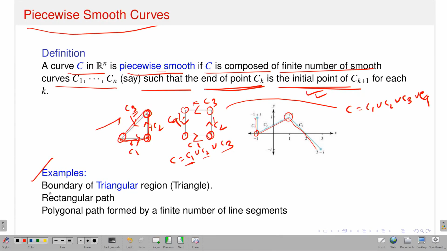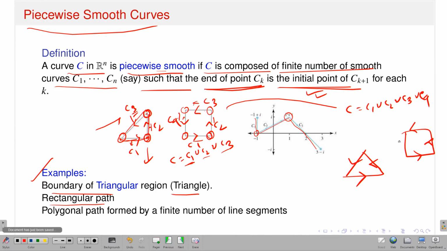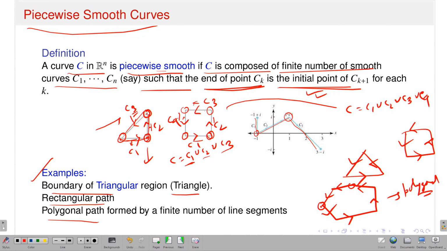A couple of examples. The boundary of a triangular region, that means the triangle, is a piecewise smooth path. So, this is the triangle. That means this curve is piecewise smooth. Okay. Then a rectangular path. This is also piecewise smooth. Okay. A polygonal path. This also consists of finitely many line segments. So, I am starting with a point here, going there, going there, going there. This is a polygonal path. That is also piecewise smooth.